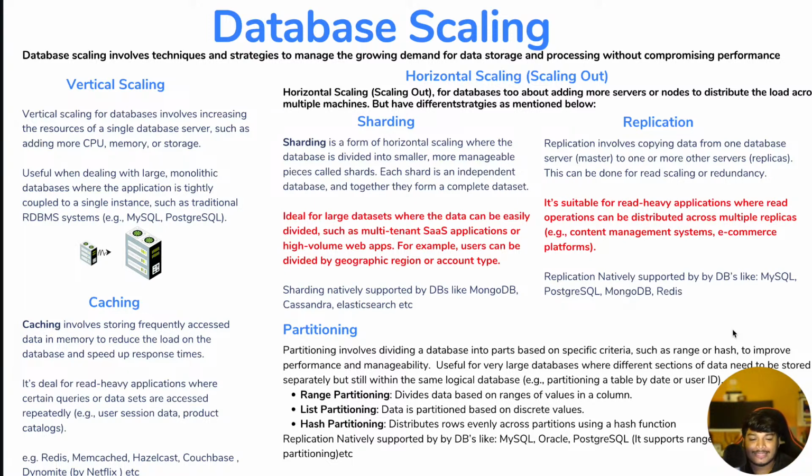Okay, and there are majorly 3 ways. There are multiple ways, by the way; I'm just scratching the surface. So there are mainly 3 ways of achieving this partitioning. First one is range partitioning, which divides the data based on the range of values in a column. Then list partitioning, where the data is partitioned based on discrete values, like different values. And hash partitioning, which distributes the rows evenly across partitions using a hash function.